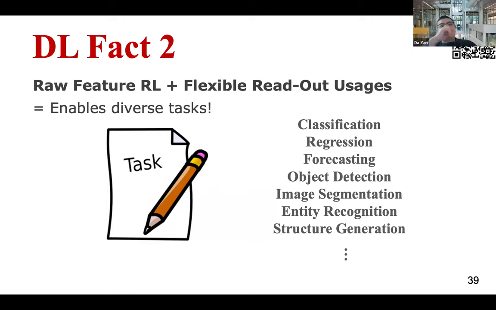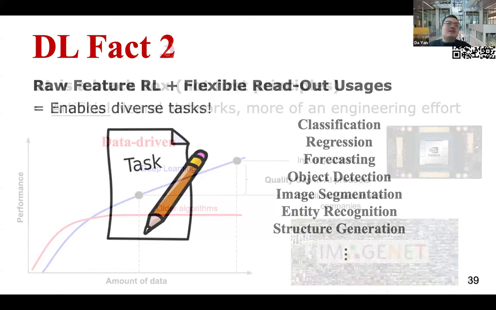And so in any way, because of raw feature extraction plus the readout usages, with different combinations of bounding box or term or those things, now it can do diverse tasks that look pretty crazy to you guys. Besides classification and regression, we can do forecasting for the future, object detection, image segmentation. We can do entity recognition from text, we can do structure generation for drug discovery, for example. Of course, you need to check whether that is meaningful or not, or do some experiments on that later.